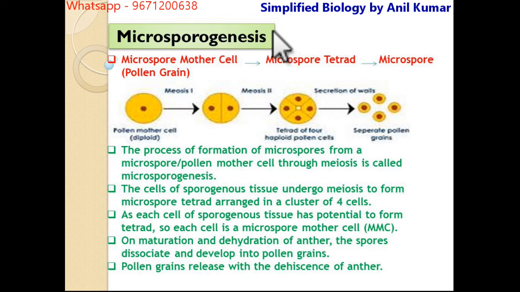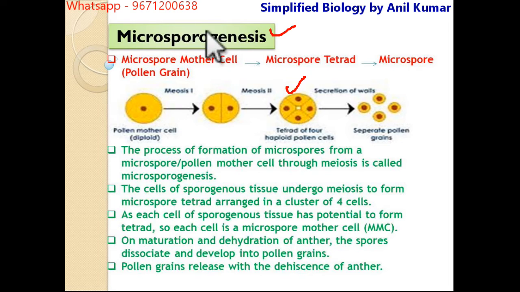So first, define microsporogenesis. Microspore means male, and genesis is the formation. Here the microspore mother cell forms the tetrad, and all the 4 microspores are capable of forming pollen grains, right? While in the case of female, only one is functional. That is the major difference: in male, all the 4 are functional, while in female, only one is functional.